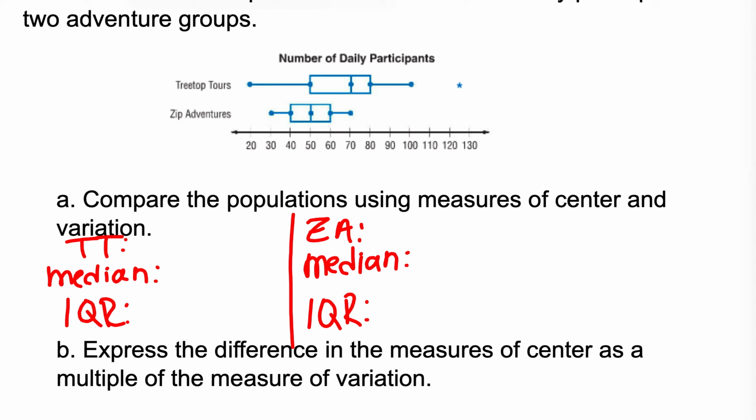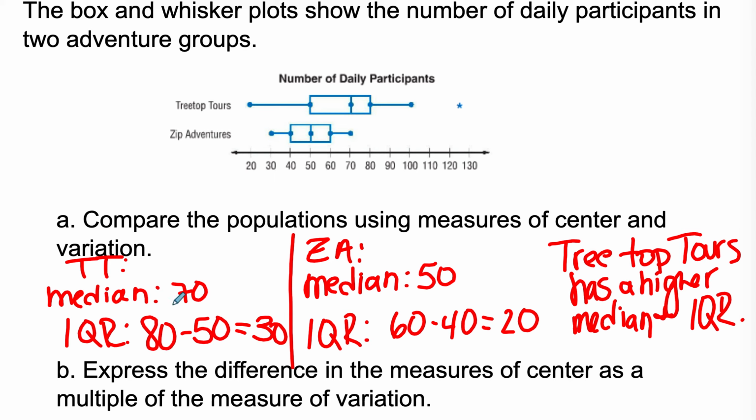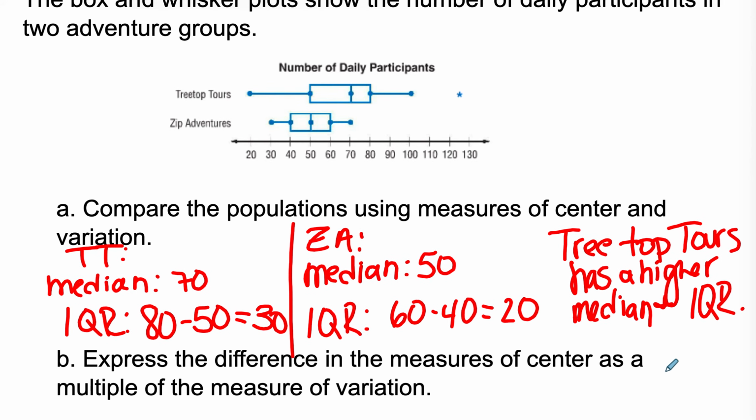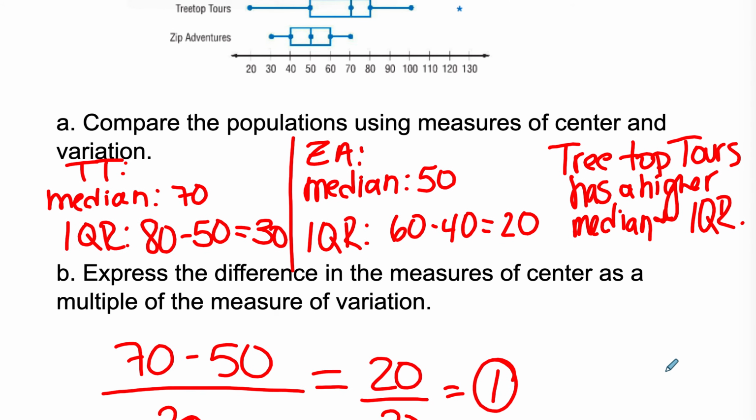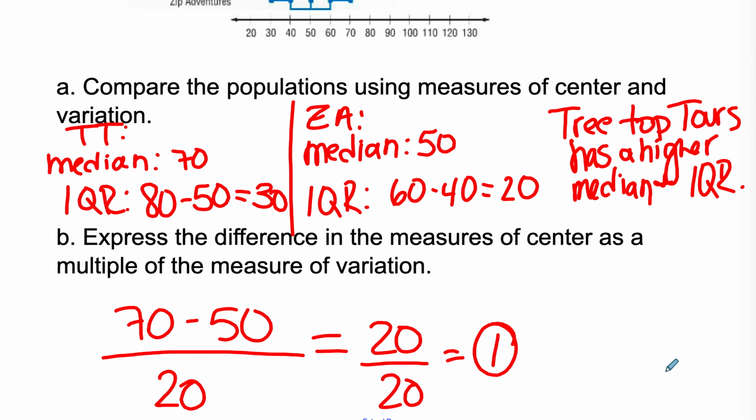Okay, let's go ahead and check to see if your answers are correct. So for the Treetop Tours, median was 70. The IQR, I subtracted 80 minus 50 and I got 30. For Zip Adventures, our median was 50. I subtracted 60 minus 40 and got 20. And then for my comparison statements over here, Treetop Tours has a higher median and IQR, so more participants overall. And greater variation too, more spread out than the Zip Adventures.